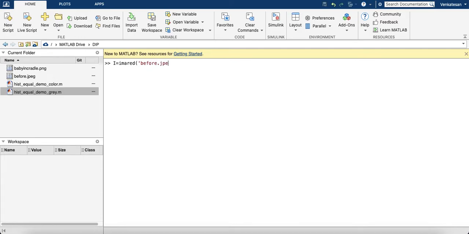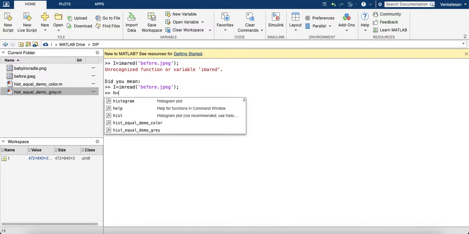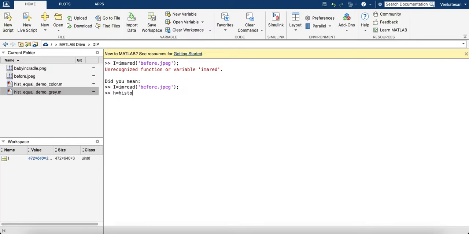This is represented in JPEG image format, and I would like to read this image into the variable called I. There is a spelling mistake here, it is imread. So I read my image into the variable I. Let us see what the histogram of this particular image is. Prior to that, this is a color image, so first let us convert this color image into a gray image.